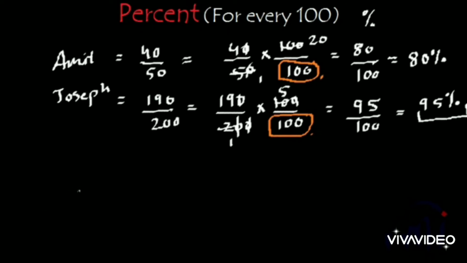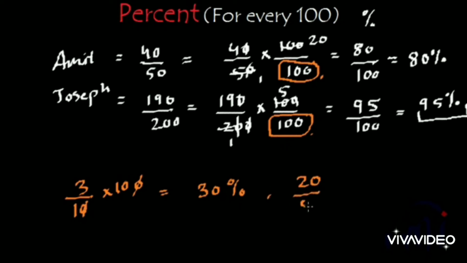So from here we have learned that if we need to convert any fraction into a percentage, we take the fraction, suppose 3 upon 10, and simply multiply it by 100, and we get 30%. This is the easiest method to understand. Again, 20 upon 50, multiply it by 100. After solving it we will get 40%.